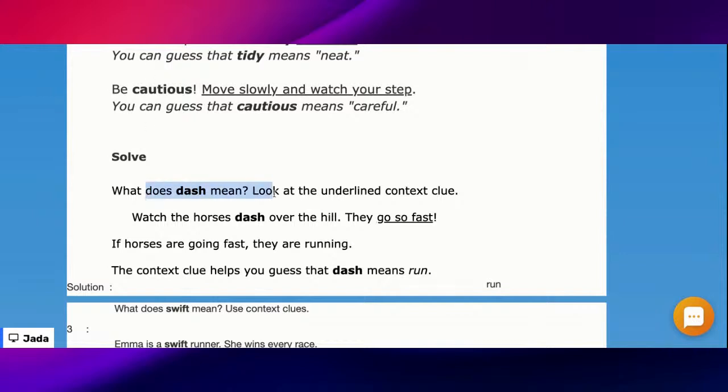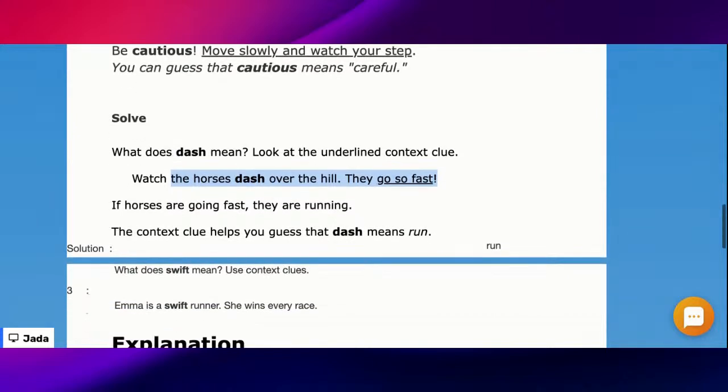What does dash mean? Look at the underlined context clue. Watch the horses dash over the hill. They go so fast. Now, if horses are going fast, they are running. So dash could mean: watch the horses run over the hill. That means they're moving very fast, they're sprinting, going quickly.